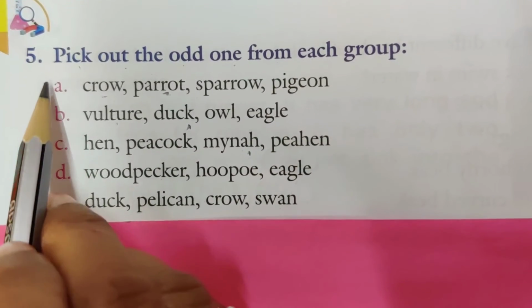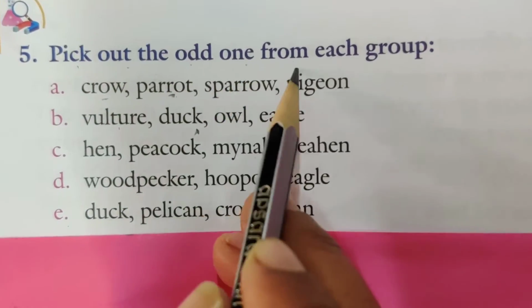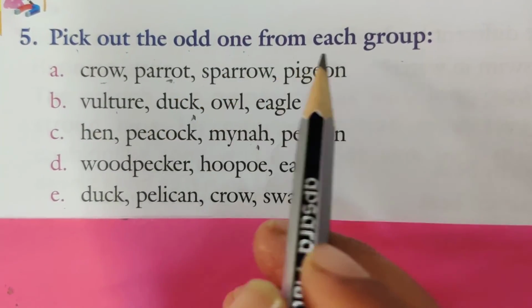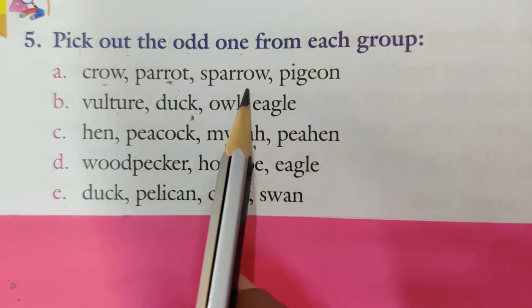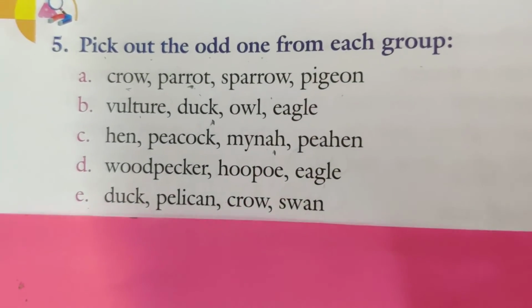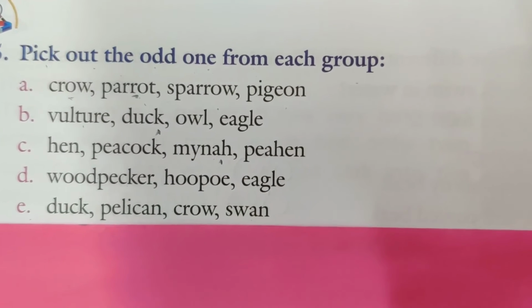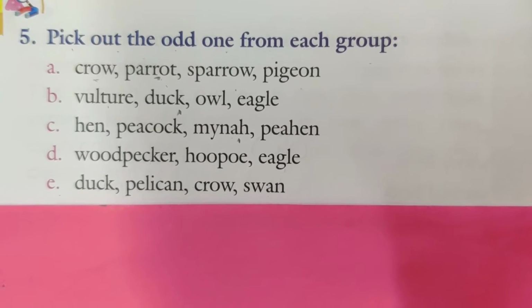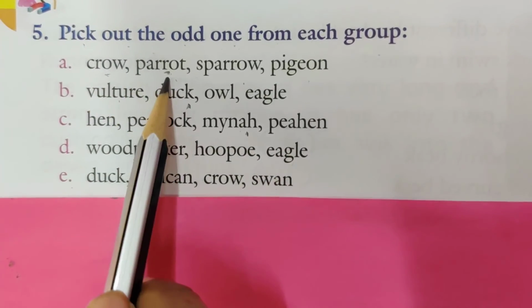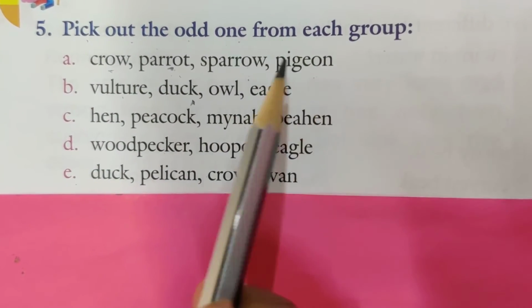Okay, Nana. Now fifth bit. Pick out the odd one from each group. Here, Nana, what has he given? Crow, parrot, sparrow, pigeon. So in these 4 birds' names, we have to pick out the different bird. How can you find out, Nana?